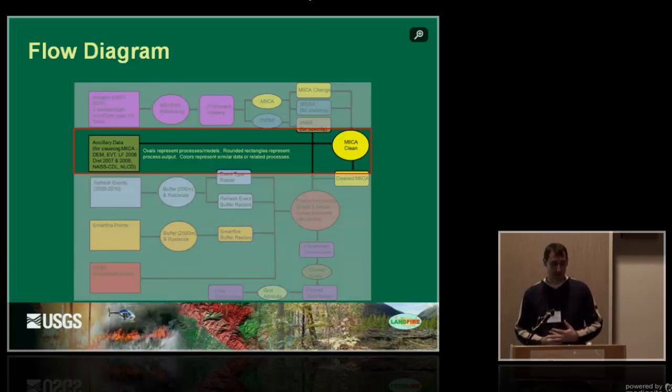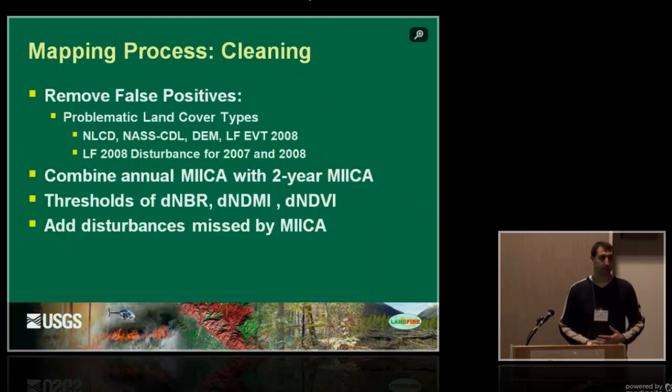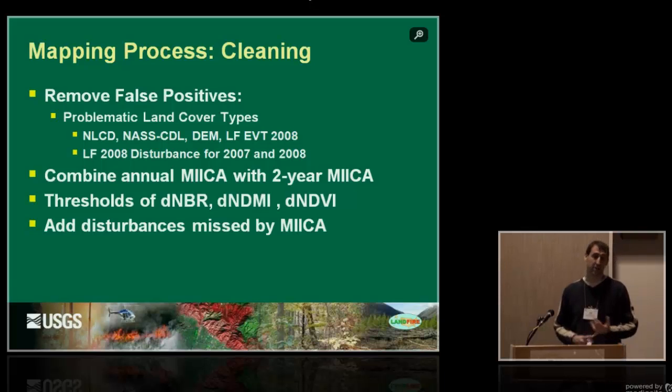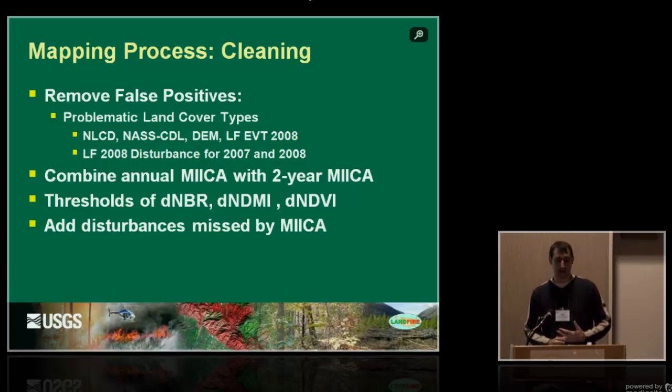So we leverage a lot of different data sets, the digital elevation model, EVT, etc., to kind of clean out the false positives. Because one of the negative effects of the MICA process is it's very sensitive to detecting change, but it flags a lot of things that are not indeed change or change we're not interested in. And so the tricky part is cleaning out those things, cloud and cloud shadow and things of that nature, cloud edge. For the cleaning process, we're relying on NLCD to identify those problem land cover types, the NASS cropland data layer, elevation model, things like that.